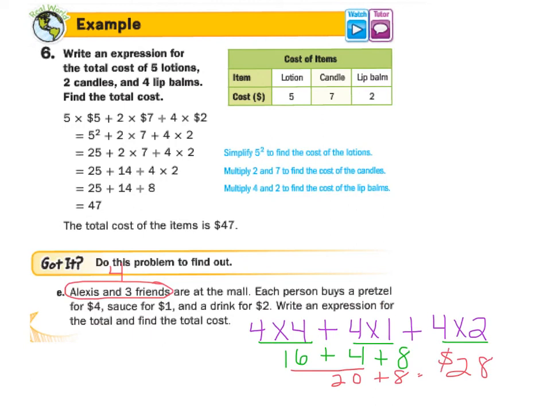Okay. Another way that we could write it, simplifying it, is that we could put those parentheses on it. That 4 times 4, 4 times 1, and 4 times 2.